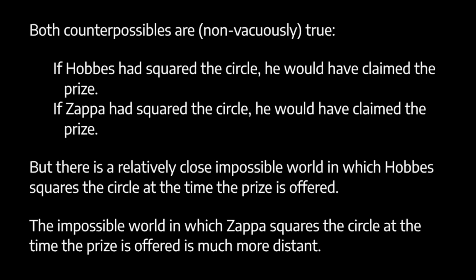According to vacuism, yes, it's true that if Hobbes had squared the circle, he would have claimed the prize. It's also true that if Hobbes had squared the circle, he would not have claimed the prize. So this idea of causation by impossible omission requires non-vacuism.